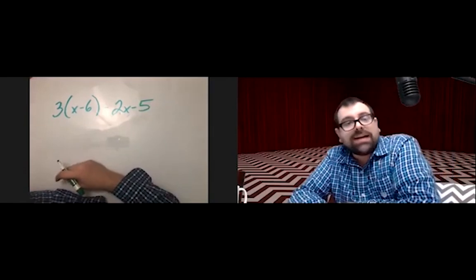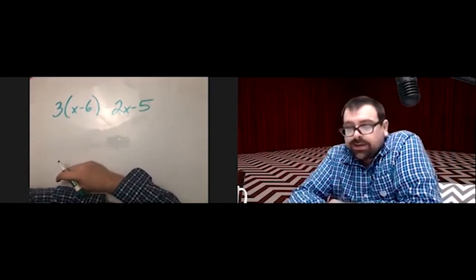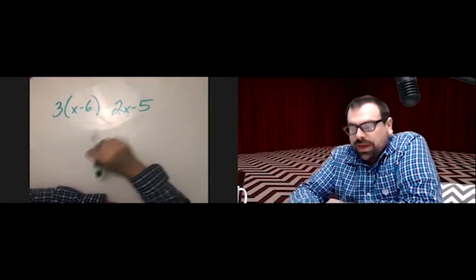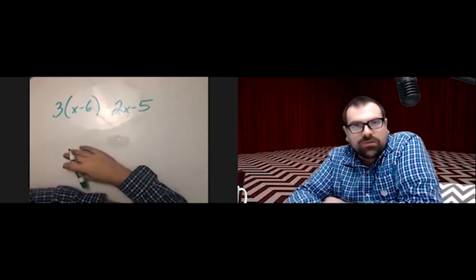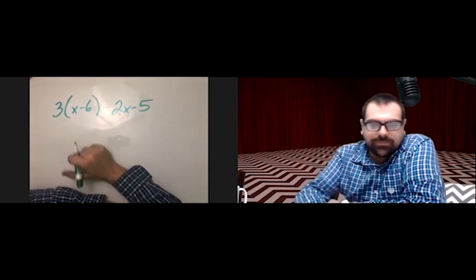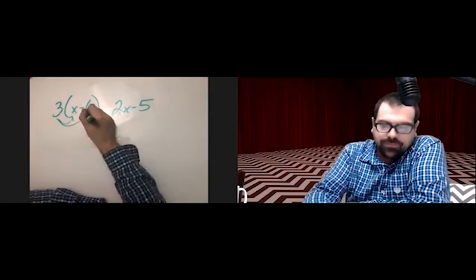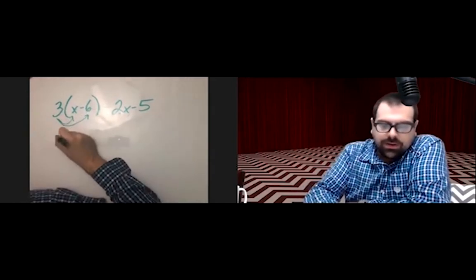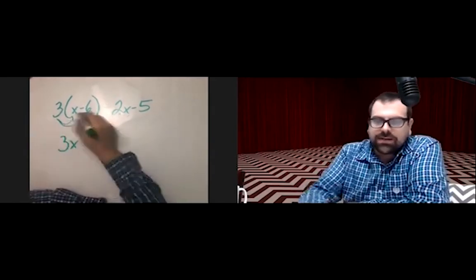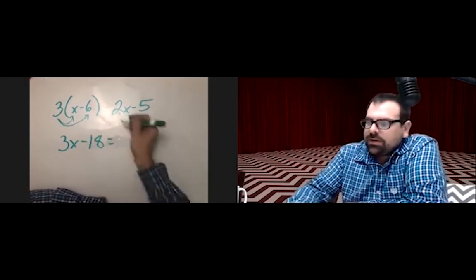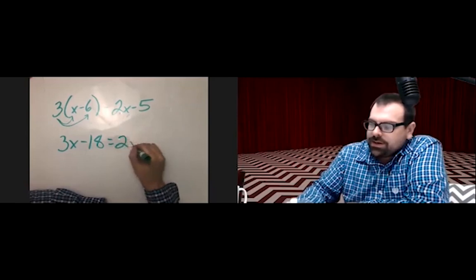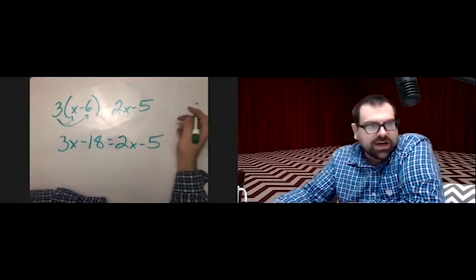3 times the quantity x minus 6 equals 2x minus 5. Parentheses are back in our first step. Clear parentheses with the distribution property. 3 times x is 3x. 3 times negative 6, negative 18. On the right, 2x minus 5.